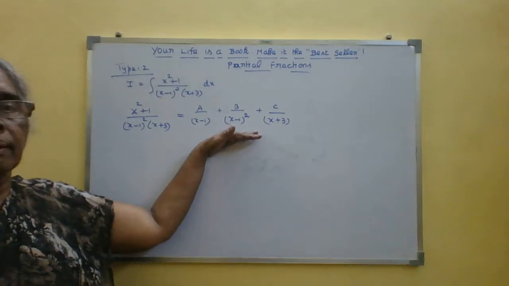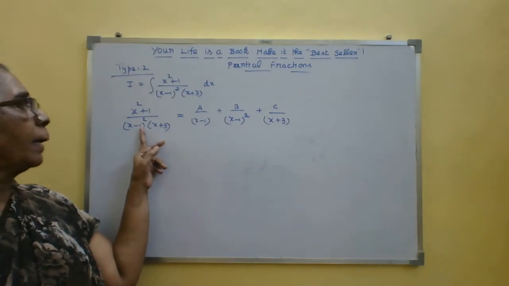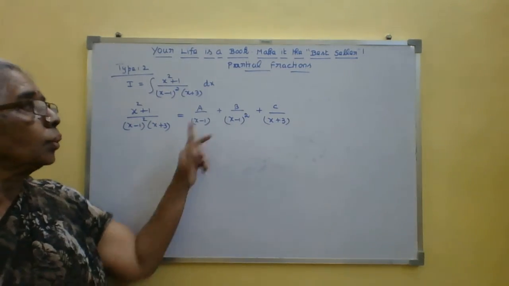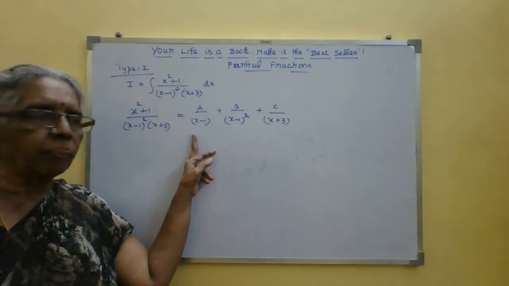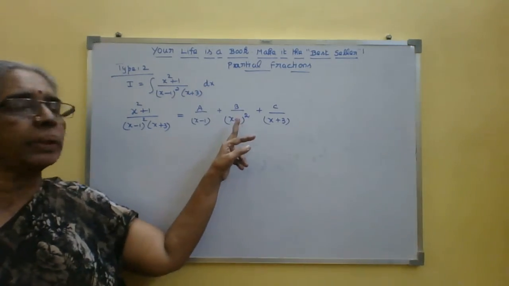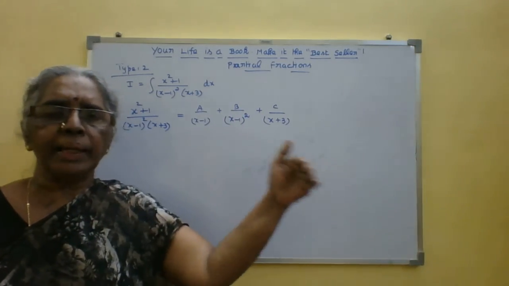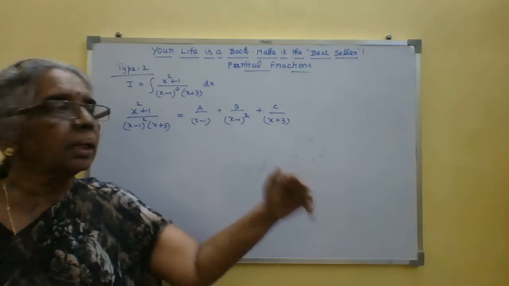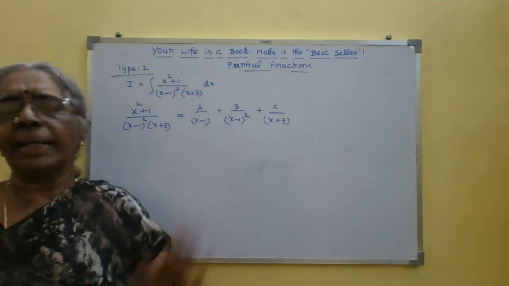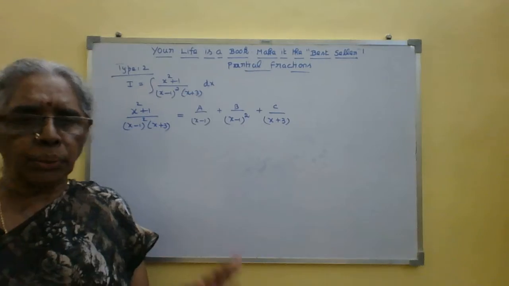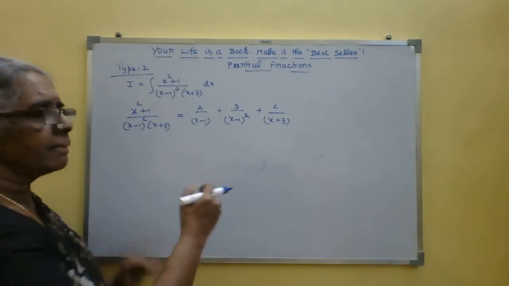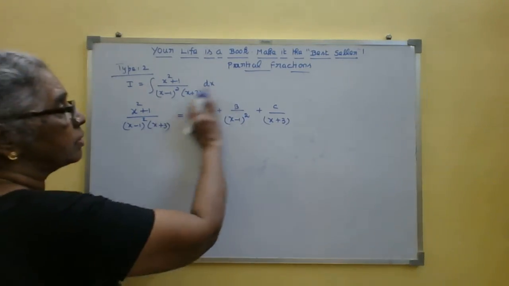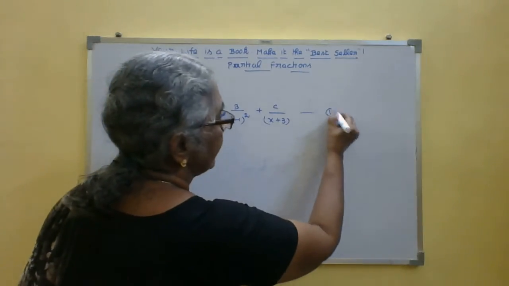So understand this clearly. Supposing I have x minus 1 the whole cube here, you will write a by x minus 1 plus b by x minus 1 the whole square plus c by x minus 1 the whole cube. Then you will write plus d by x plus 3. Okay, is it clear to you? Now, after writing this, then the procedure is the same thing. So this is the main step. Let us call this as 1.